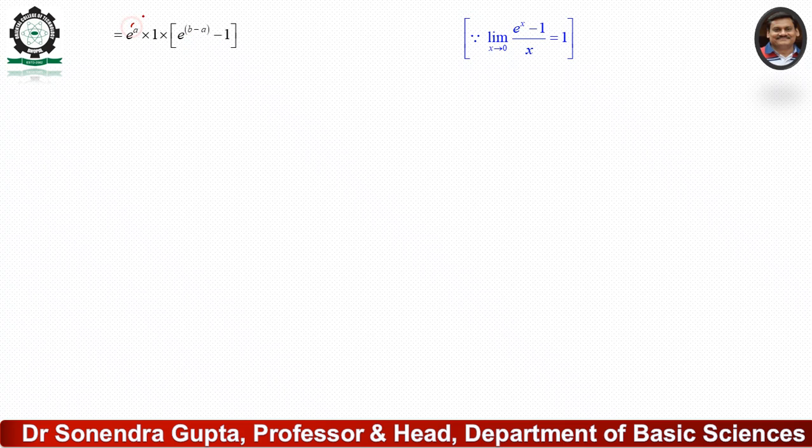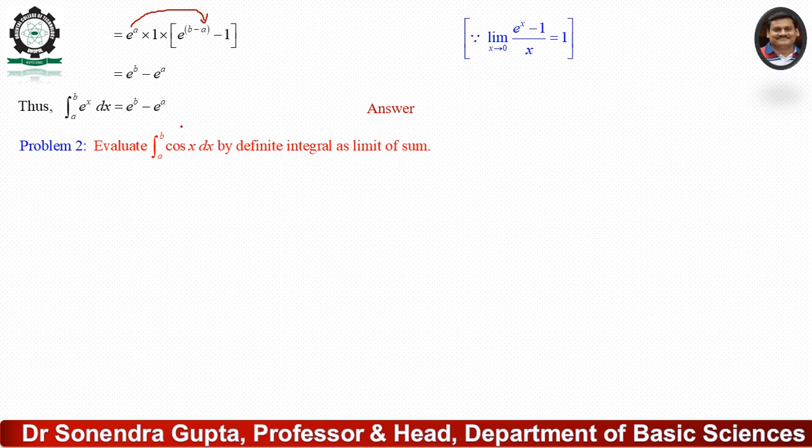Now we can multiply e to the power a with e to the power b minus a, so we get e to the power b minus e to the power a. Now this is your required result of the integral of e to the power x dx by the definite integral limit of sum. Now we have solved one more question.